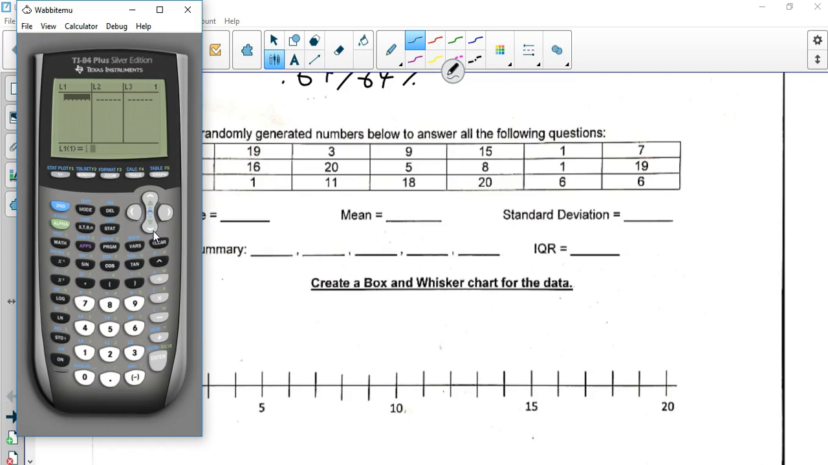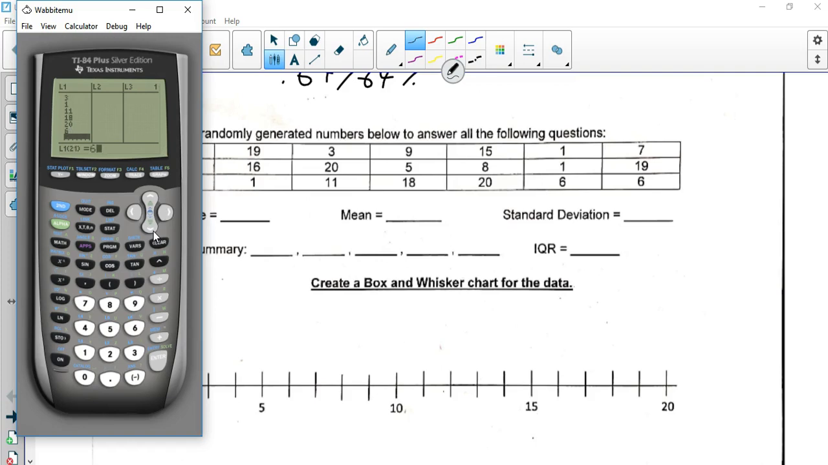So I have 19, 19, 3, 9, 15, 1, 7. I'm just double checking as I go. 20, 16. I'm looking at the numbers as I enter them also to make sure I didn't put them in wrong or hit the wrong key. 1, 19, 3, 1, 11, 18, 20, 6, and 6.